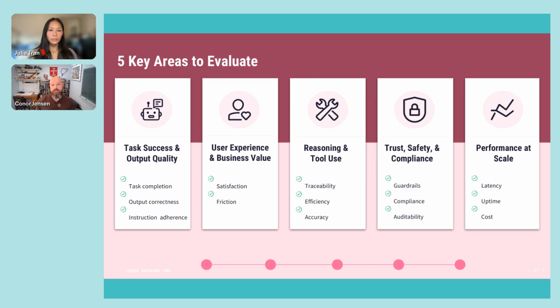We talked about these 5 different areas that you need to be able to evaluate: task success and output quality, user experience and business value, reasoning and tool use, trust, safety, and compliance, and performance at scale. These aren't 5 options. These are things that you need to be able to do across all of your agents. So how do you do that as an enterprise, at scale, across multiple agents, and hit all of these different areas?